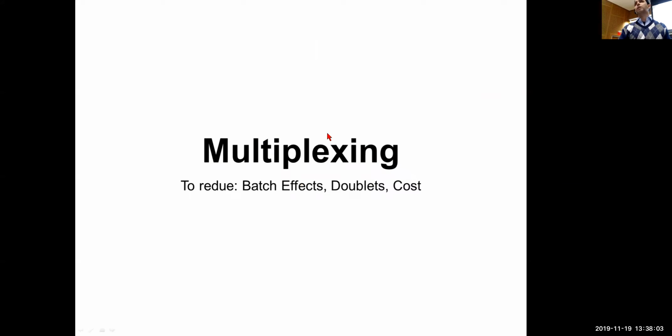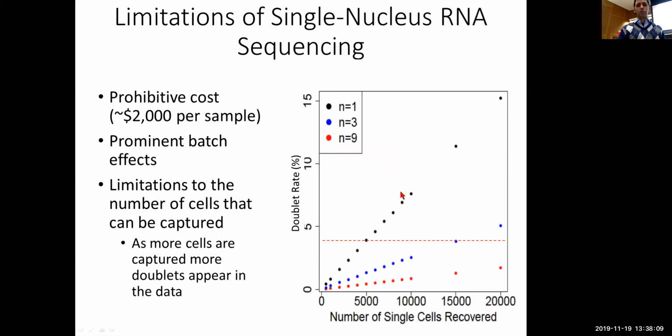One way is actually multiplexing. So this allows you to reduce batch effects, doublets, and also cost. The idea is the following. As you make those droplets, sometimes two cells will fall in the same droplet. And if you only have one sample, every cell has the same barcode. So your doublets will increase as you capture more and more cells, because the probability of having two cells in the same droplet is simply increasing as you're saturating the number of droplets that you have.